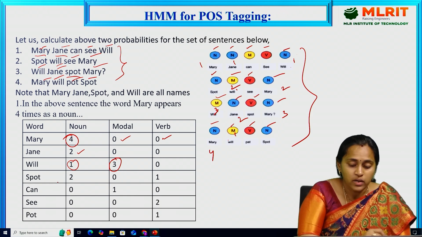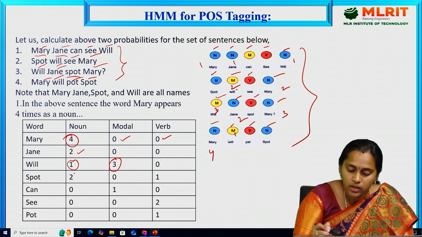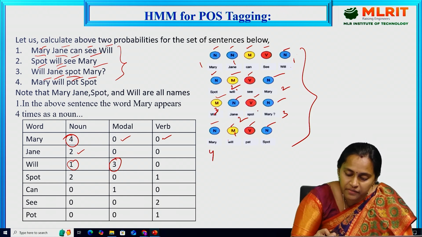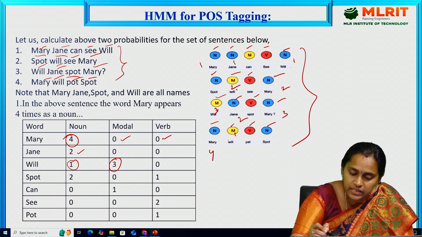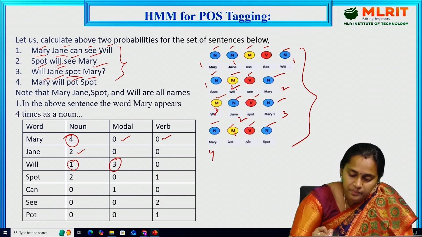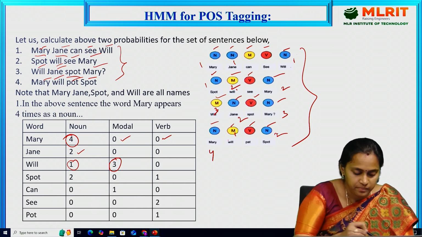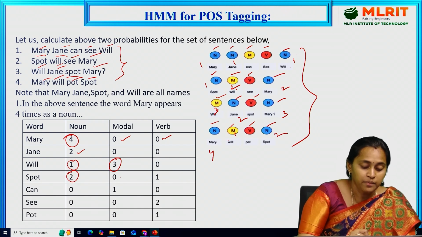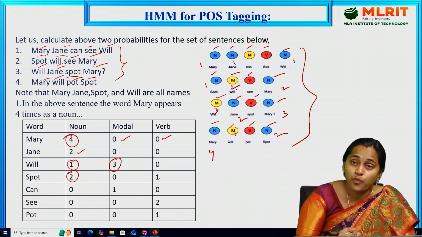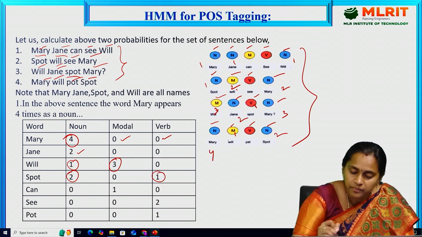See spot here as a noun. How many times spot? Here 1 time as a noun, 2 times. Modal 0. But spot as a verb, right? So how many times? 1 time.